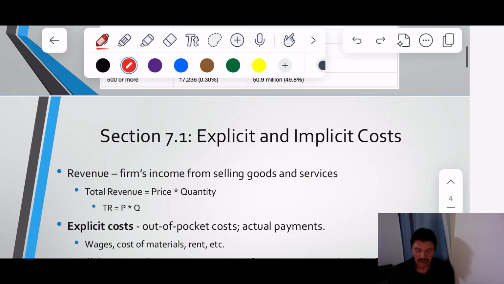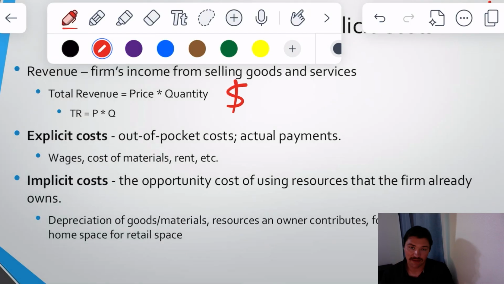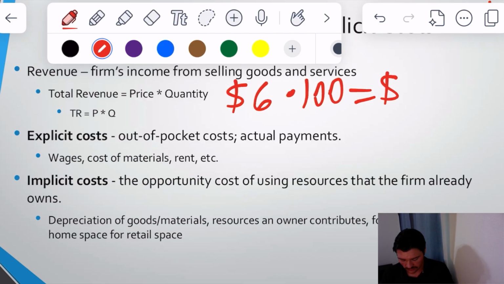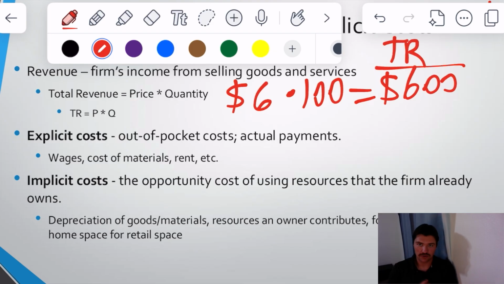So the first thing I want to establish are the different types of costs that we have. We have either explicit or implicit cost. Now, I mentioned earlier about the lattes, and hopefully you sell them at a higher price. When you sell the lattes or any other product that you're making, you are going to be gaining revenue, your income from selling those goods and services. How we calculate revenue is you're taking the price of your product times the quantity. It's pretty straightforward. You sell a latte at $6. You sell 100 of them. You have a total revenue of $600. This is how much money that you're making.